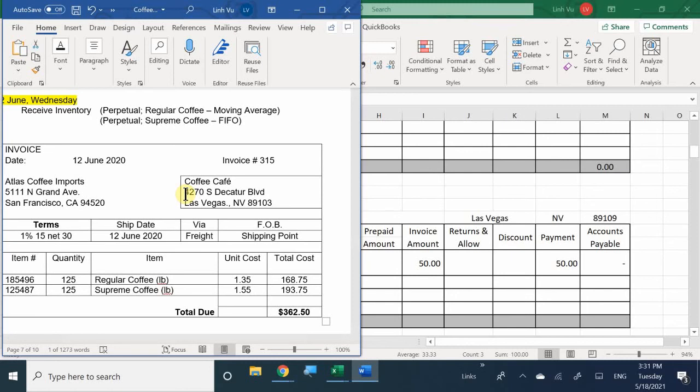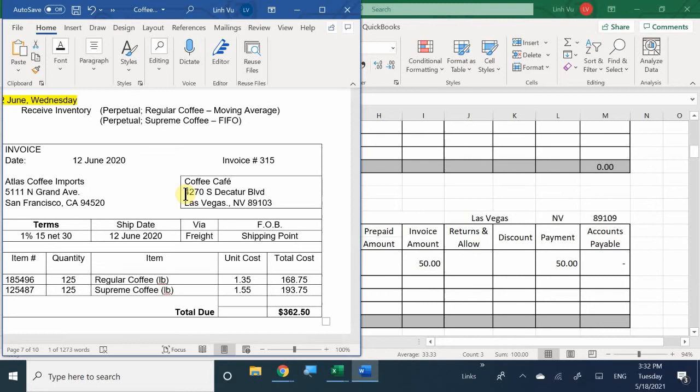So let's analyze this bill. The invoice amount is a total of $362.50. We have the invoice number 315. They gave us some terms right here. Here it says that we purchased 125 pounds of regular coffee and 125 pounds of supreme coffee. There's the unit price, and there's the total cost.